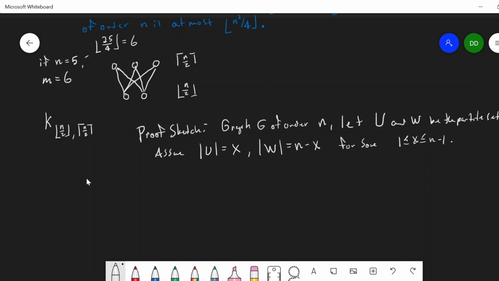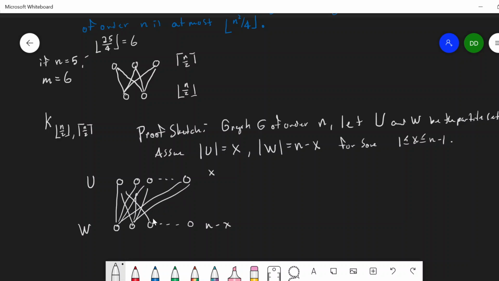And what I'll do here is I'll count the number of edges in this graph. Let me maybe draw a picture. So I have U, I've taken these x vertices, x many here, and W, whatever is left over, so n minus x vertices here. And the most number of edges that could be in a graph like this, if these are my partite sets, would be if I gave all the edges in between. That'll be the upper bound on this.